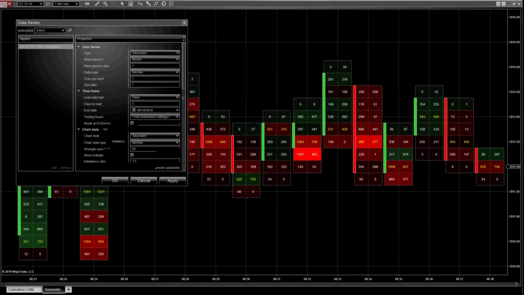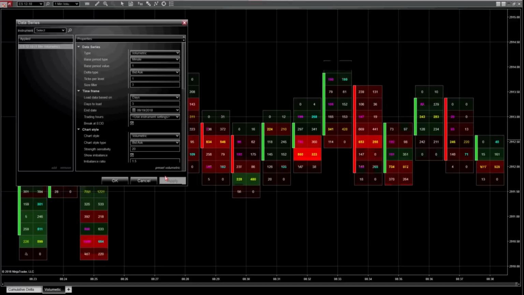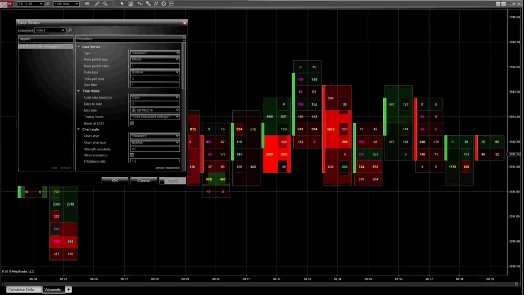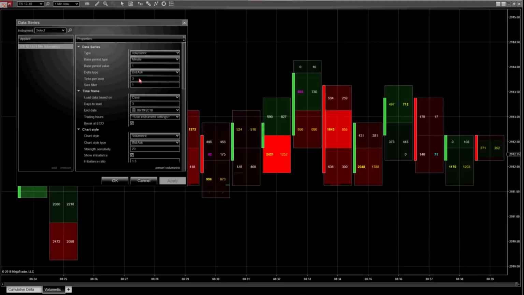The next setting we'll cover is ticks per level, and this setting can be used to aggregate the value from multiple price levels. This is helpful when looking at a longer time frame chart or a chart that would have a wider price range for each bar. So I'm going to increase this to a value of 3. We can see that there's now 3 price levels per tick. And if I set that value back to 1, then each price tick will have its own price level.